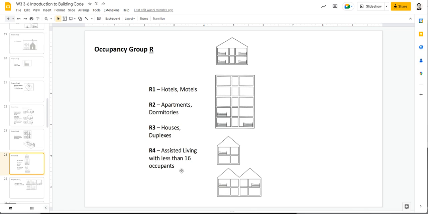And then R4 would be for home care businesses, where you have a four-bedroom house and elderly people who live there, who are being assisted. So these are considered R4.